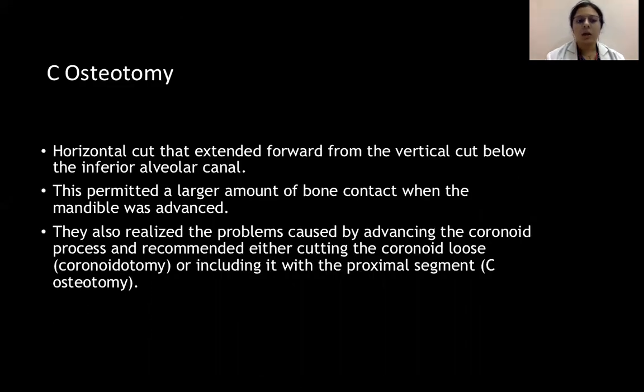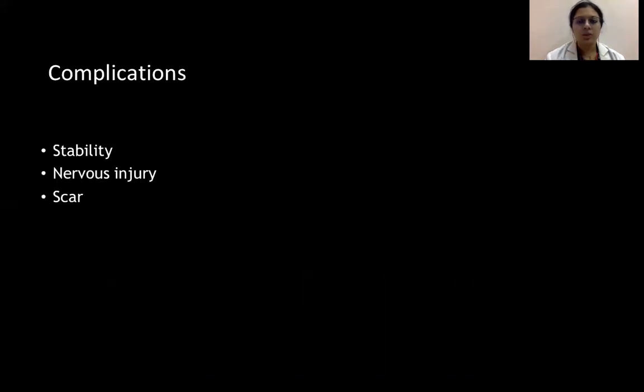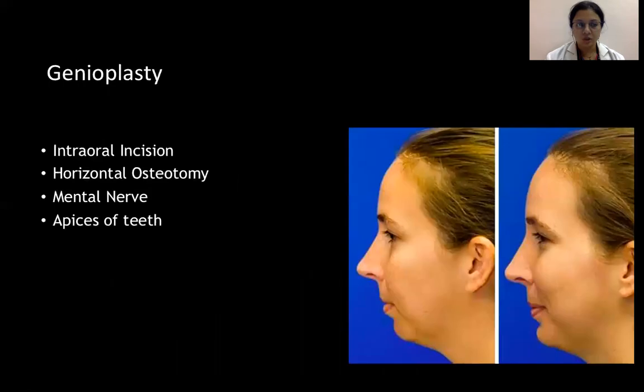C osteotomy: a horizontal cut that extended forward from the vertical cut below the inferior alveolar canal. This permitted a larger amount of bone contact when the mandible was advanced. They also realized the problems caused by advancing the coronoid process and recommended either cutting the coronoid loose, which is coronoidotomy, or including it with the proximal segment, which is the C osteotomy. That's a pictorial representation of the C osteotomy. Complications again include stability, nerve injury, and scar.